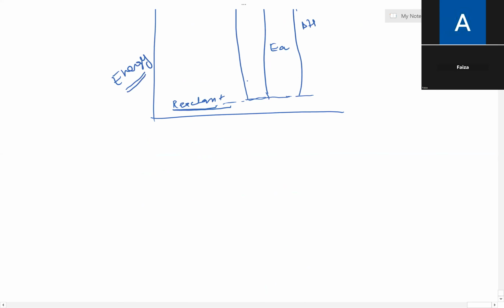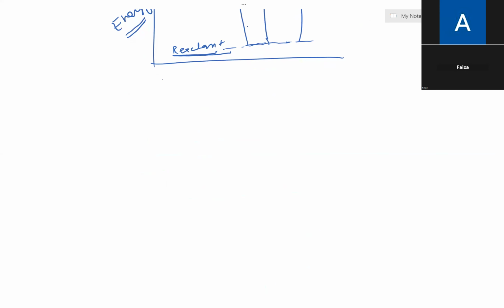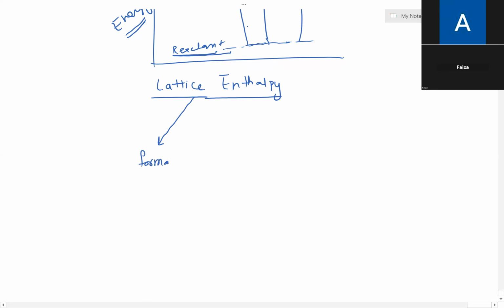Okay. Do remember that we are having lattice enthalpy. What is enthalpy? The total amount of energy which is required to make the product from a reactant. Enthalpy is basically delta H. We are having two types of lattice enthalpy. One is lattice enthalpy of formation, and the other is lattice enthalpy of dissociation.